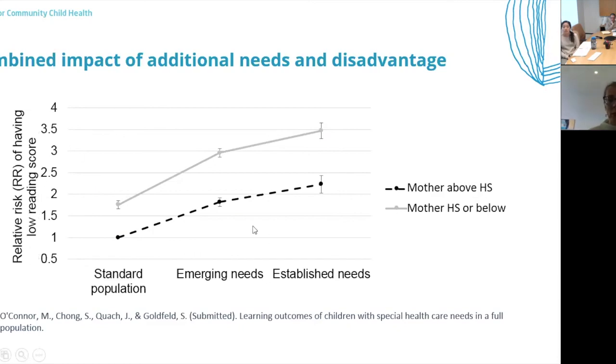And again, these emerging needs kids have a substantially worse outcome if disadvantage is layered on top. So their relative risk of having a poor reading score is much higher, as you can see here in this particular figure. So not only the whammy of having an emerging developmental problem, but the double or maybe triple whammy of having disadvantage as well. And these are policy opportunities that we have in those first 5 years of life, and the first 3 years of school.